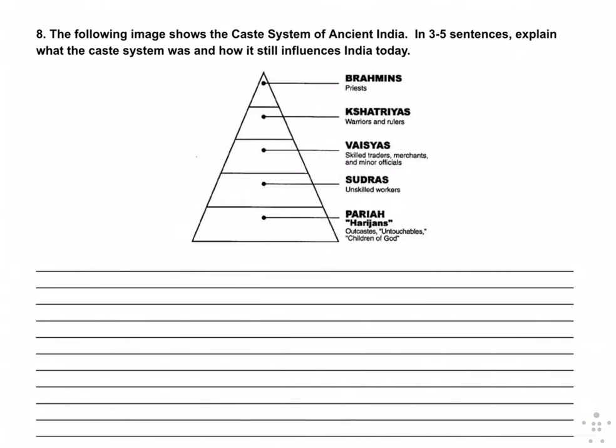Let's go ahead and talk about 8, which then we're done. So 8, it's talking about the caste system. So the following image shows the caste system of ancient India. In 3 to 5 sentences, explain what the caste system was and how it's significant to India today. So today, it is actually not here. It was abolished, but it still has some effects in contemporary time. So let's explain the historical part of it, though.